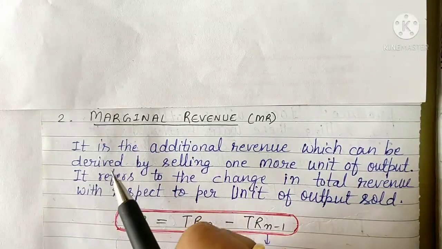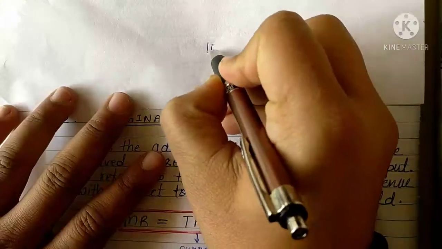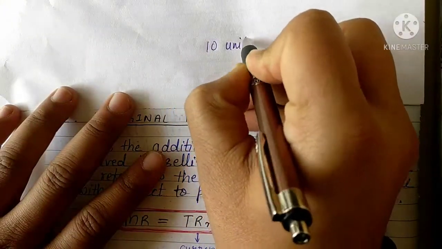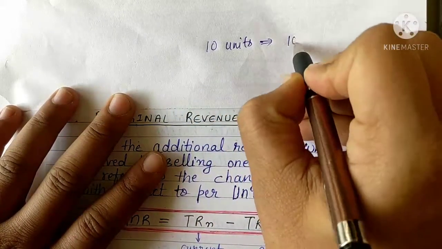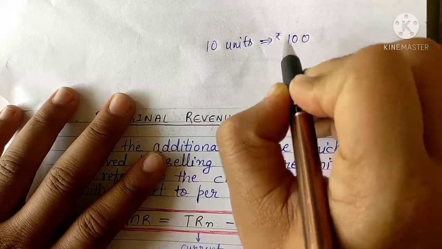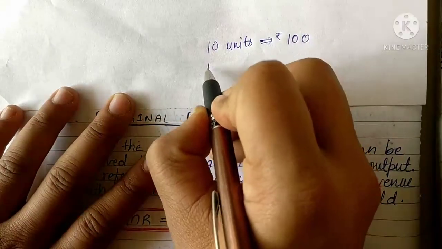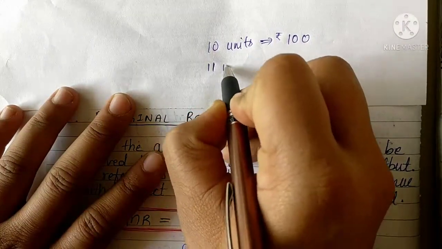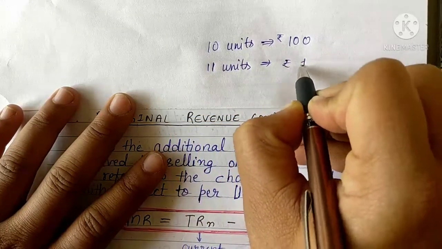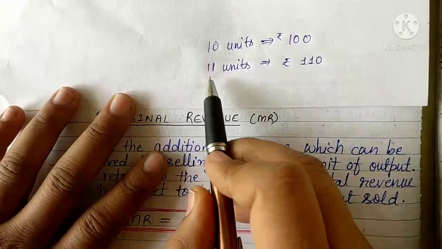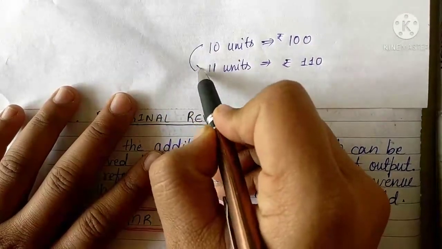It means earlier I am selling 10 units. It means earlier I am selling 10 pens and I am getting 100 rupees. Now I am selling 11 units, so I am getting 110 rupees. So see, how many extra units am I selling from 10 to 11?